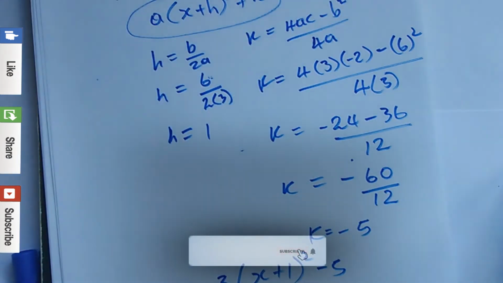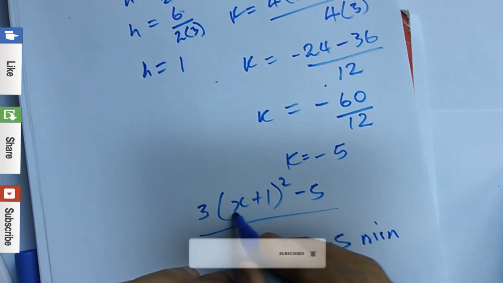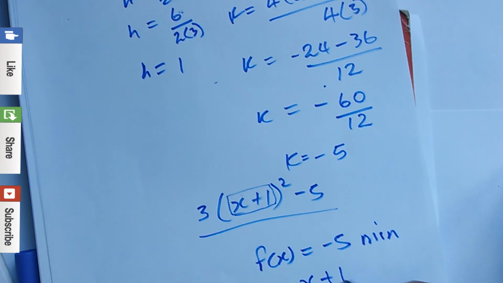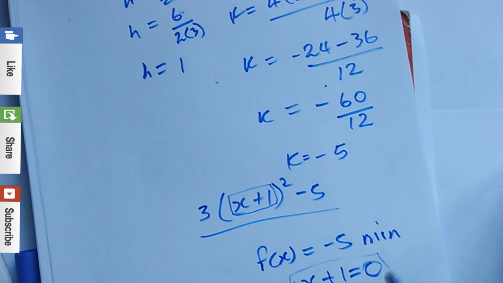The next question says state the equation of the axis of symmetry of the same function. So for the equation of the axis of symmetry, as I said, you're going to let this part equal to 0. So it would be x plus 1 equal to 0. This would be the equation for the axis of symmetry. To determine the value for x, which represents the axis of symmetry, you just solve for x. So x would be equal to minus 1.